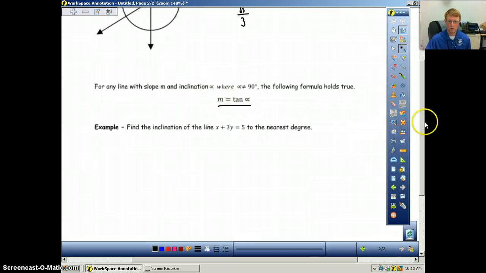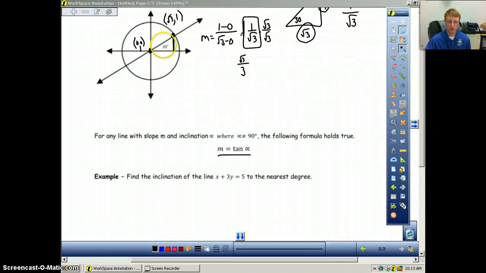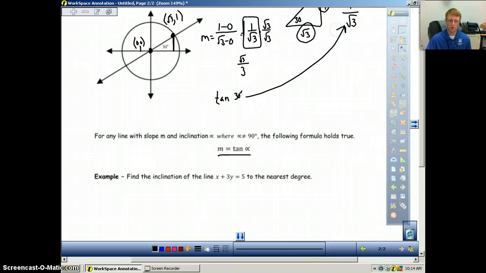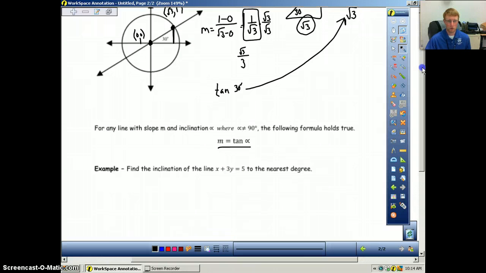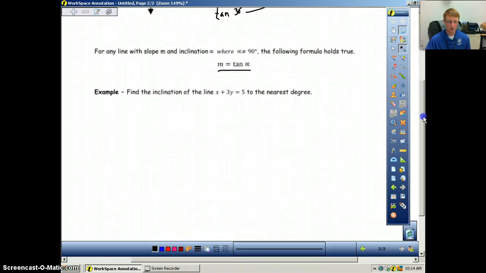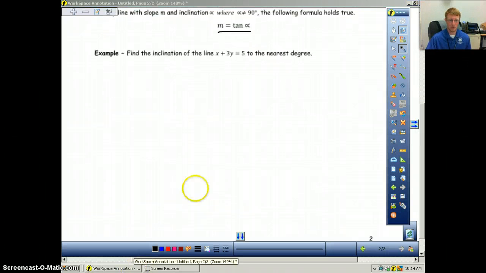So up here, the inclination was 30 degrees. So we could have said that the slope would just be equal to the tangent of 30 degrees, which is, of course, equal to 1 over the square root of 3, which ends up being the square root of 3 over 3. So really, really easy to do. It's a really easy formula to know. It's just slope will equal the tangent of whatever the inclination is. Okay, so now let's look at this example and then we're going to be done.